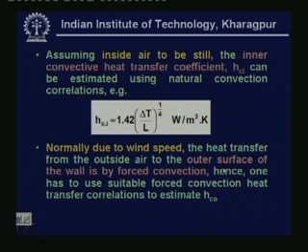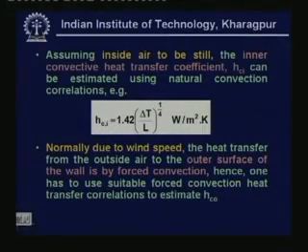Assuming inside air to be still: normally in the conditioned space we have to maintain very low air velocities to avoid the problem of draft. So typically the air velocities are of the order of 0.15 to about 0.25 meter per second. So for all practical purposes you can treat air inside a conditioned space to be still air.